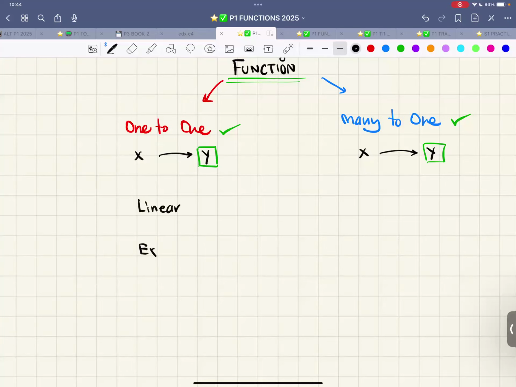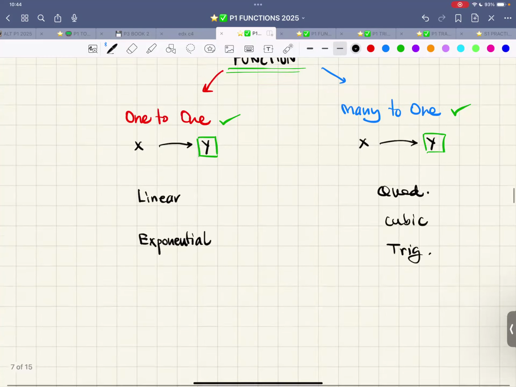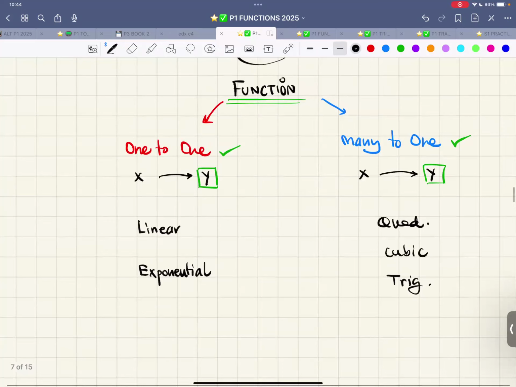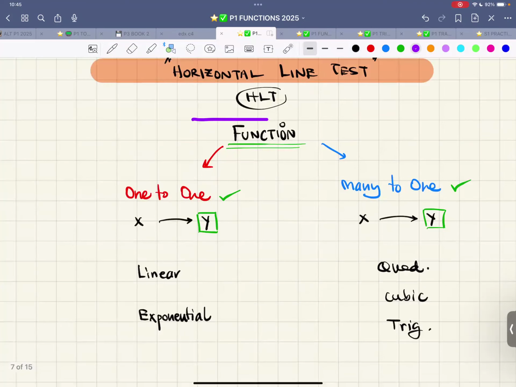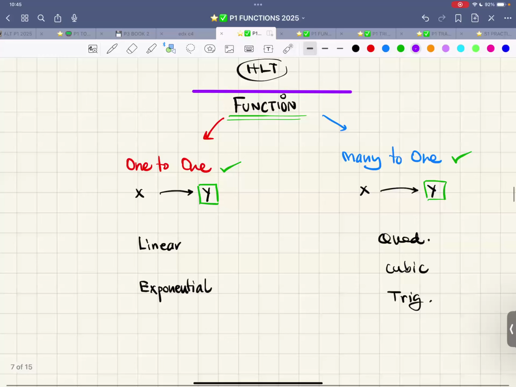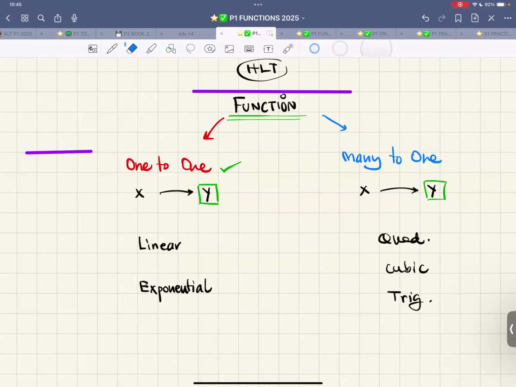It can also be an exponential function. And some common examples of many-to-one functions will be a quadratic function, a cubic function, a trigonometric function, and so on. Now, the rule is, we will draw a horizontal line on the graph. It's a horizontal line test. If it cuts at one point, it is one-to-one. If it cuts at more than 1 point, it's not one-to-one, it's many-to-one.